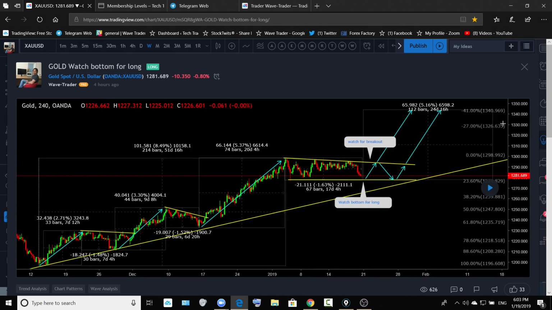All right, so nice setup over there. Continue that trend. If that trend is not going to continue, we are going to see a breakdown. Before we start to look for a sell on the gold, we will watch the correction over there.